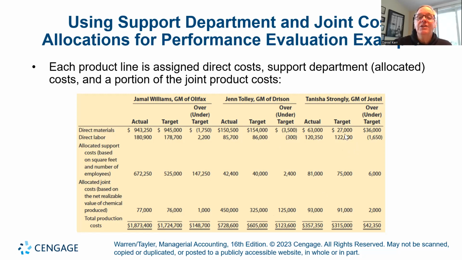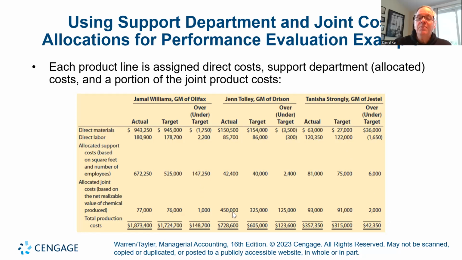And then seeing a trend here, take a look at Tanisha. She had a target of 315. She's got 357. So she's over by 42,350. So you might look at those. And if I said to you, who do you think is doing a better job controlling cost, if you just look at where they were in terms of the overall budget here? So for her area, Tanisha is over budget 42,350. Jen is over budget 123.6, and Jamal is over budget 148.